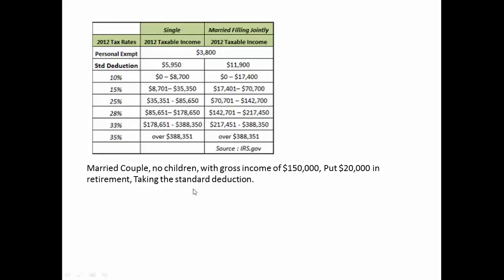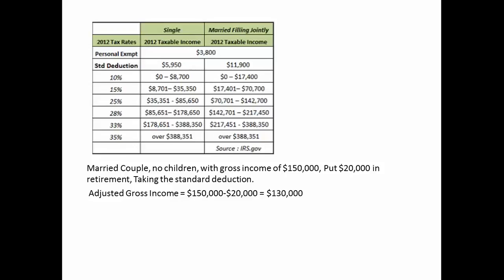In order to find their adjusted gross income, you take the $150,000 that they made and subtract the $20,000 that they put away in retirement. They'll pay tax on that later once they're retired, but right now they don't have to pay tax on it. So they have an adjusted gross income of $130,000.